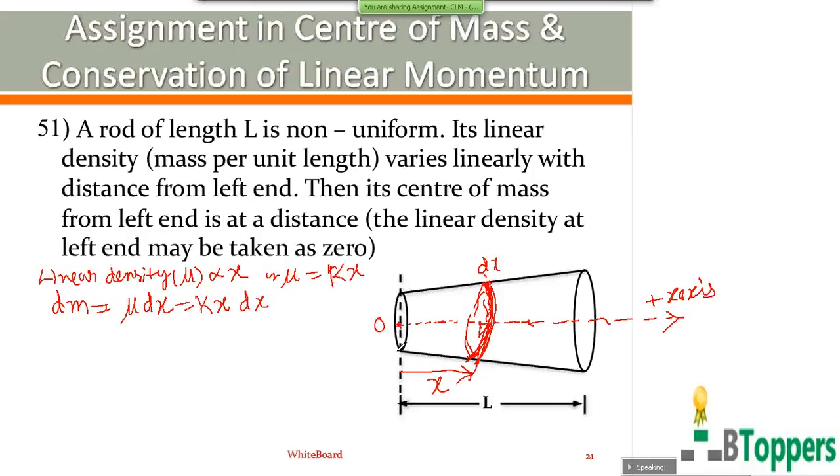So for the elementary disk at the left hand, you can take x as 0. For the elementary disk at the right hand, x is L. So the x coordinate of the center of mass, as I discussed in the method to find the center of mass of continuous bodies, is the integral of x dm for all the elementary disks between x equal to 0 and x equal to L, divided by the integral of dm from x equal to 0 to x equal to L. The integral of dm from 0 to L gives the total mass of the rod.